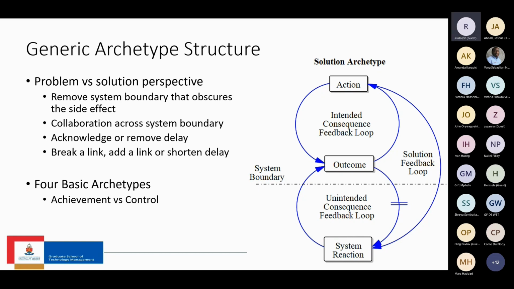So Wolstenholme has broken this up into 4 basic archetypes. In essence, they turn out to be different combinations of reinforcing and balancing loops within the intended and unintended consequence loops. And these archetypes focus on 2 aspects, either trying to achieve something or to control something, which might not always be possible.